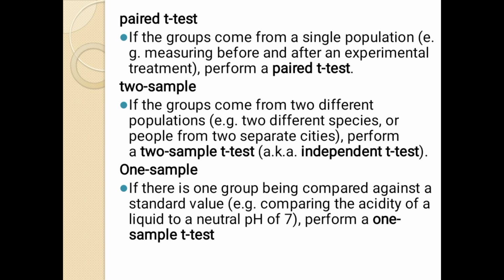For example, comparing the acidity of a liquid to a neutral pH value. The pH value of a neutral liquid is 7. So when we are comparing the acidity of a liquid with the standard pH value, we can use a one sample t-test. Likewise, when we are comparing different mathematical values with pi, then also we can use a one sample t-test. So in such cases, when we are comparing a group of values with a standard value, we go for the one sample t-test.